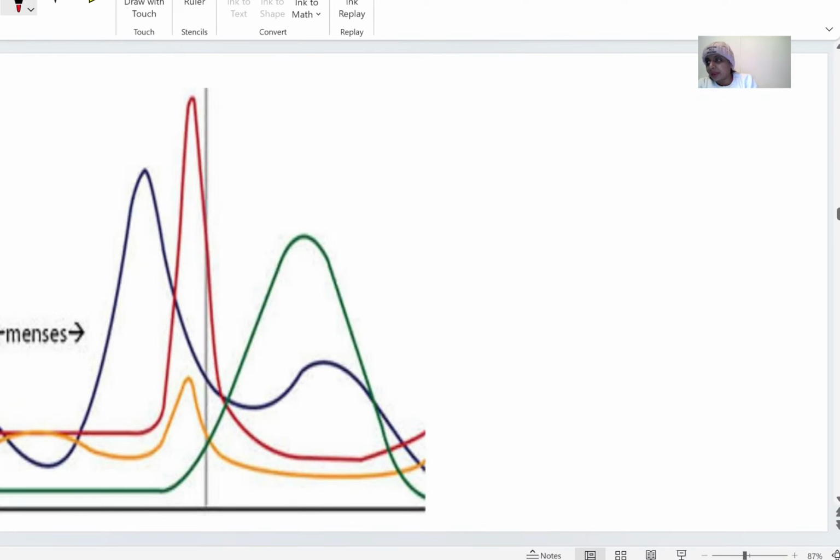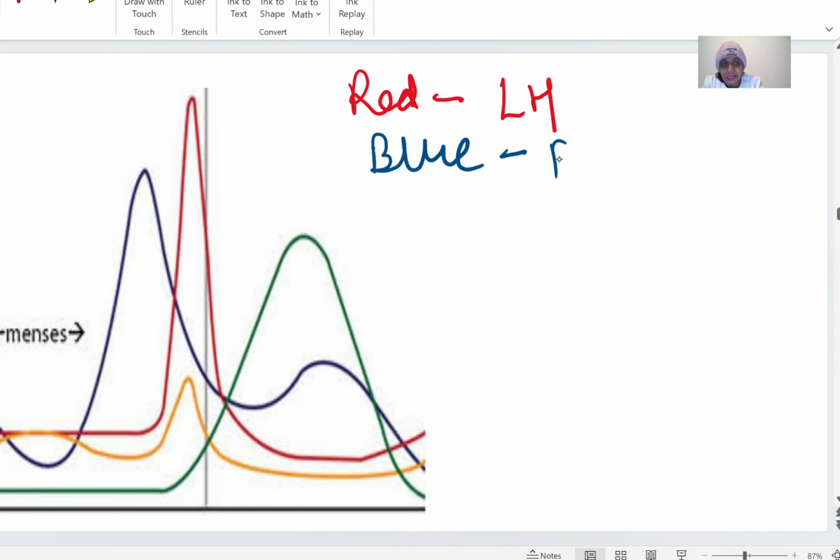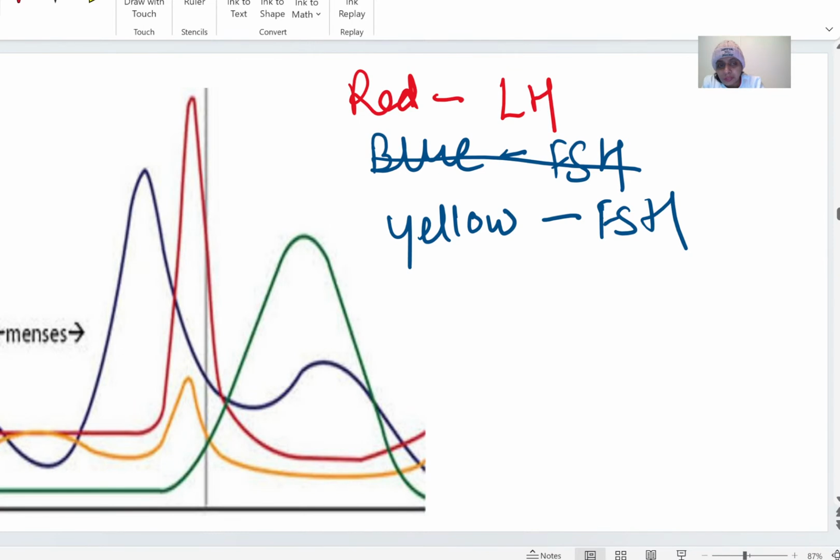What is this graph? The red is for LH. Okay. Red is for LH because it is a surge. All the graphs with a sudden rise are of LH and FSH. The blue one is for FSH. Okay, the blue curve is for FSH. No, actually, sorry. The yellow one is for FSH. The blue one is for estrogen, because there are 2 slopes, one in the proliferative phase and one in the luteal phase.